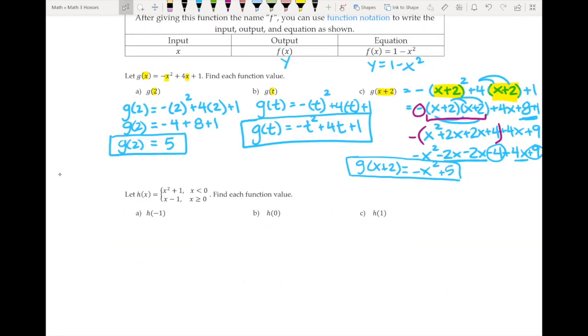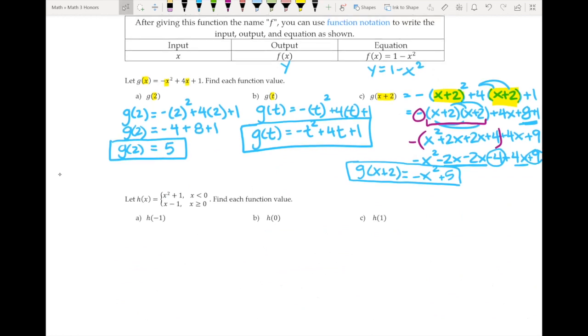Okay, so the next one, they're calling it h of x. Sure, you can name it whatever letter you want. This is a piecewise function. There are 2 pieces of the function. You could be either using the x squared plus 1 or the x minus 1. And how you decide which one you're using is based off of what x value you get. Is the x value less than 0? Then you use the x squared plus 1. If the x value is greater than or equal to 0, then you use the x minus 1.